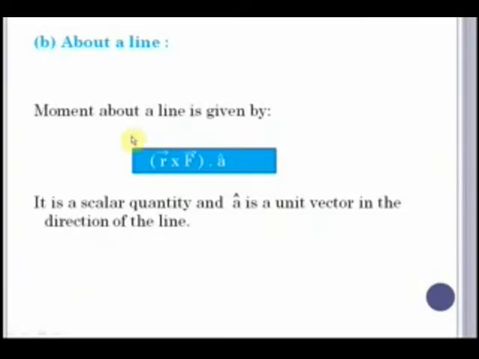The second is about a line. So the moment about a line is given by r cross f dot a cap. So this becomes a scalar quantity, as this represents a scalar triple product. Now a cap is a unit vector in the direction of the line. First we calculate the moment about any point, which is given by r cross f, and when we take the dot product of this quantity with a cap, a unit vector along the direction of the line, it gives us the moment of the force about a line.